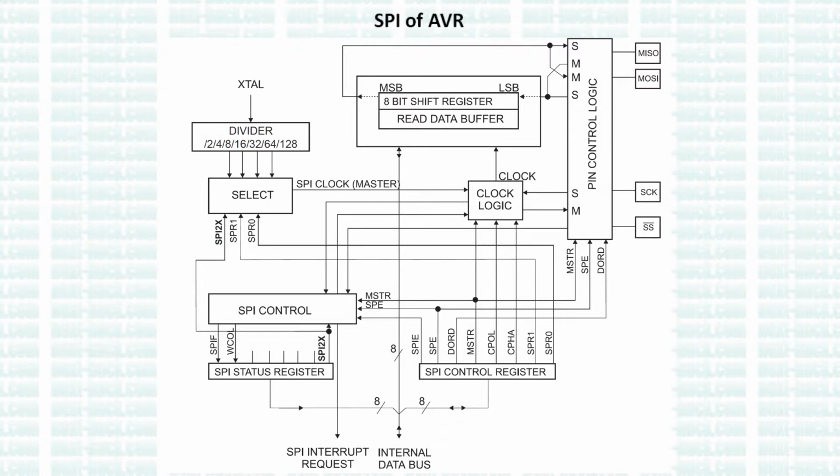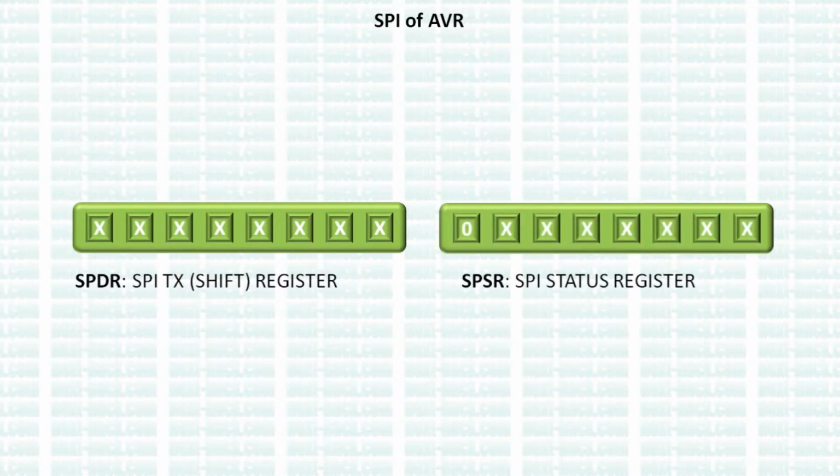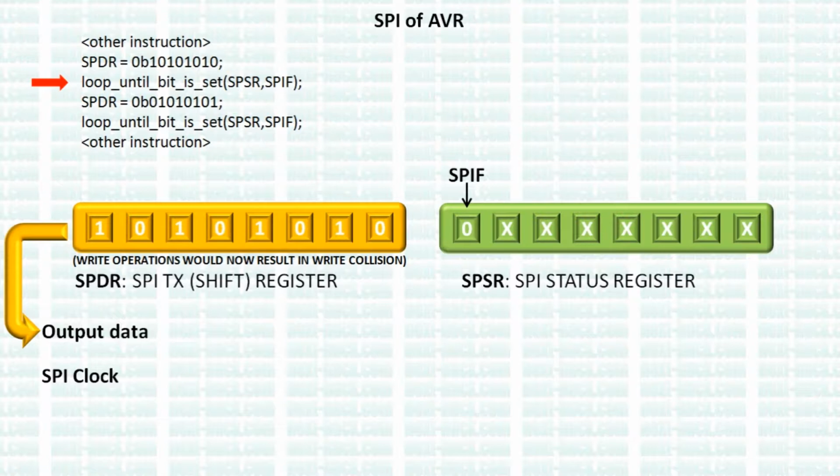This is the SPI of the AVR. It has a transmit shift register and a status register. The transmit shift register is not double buffered, therefore we cannot write to it when transmission is ongoing. The status register has a flag, SPIF, which informs us when the transmission has completed. Let's consider the piece of code on the top left corner. The red arrow is the position of the next instruction that will be executed. The shift register is empty and we can write to it. Now the transmit register contains data.